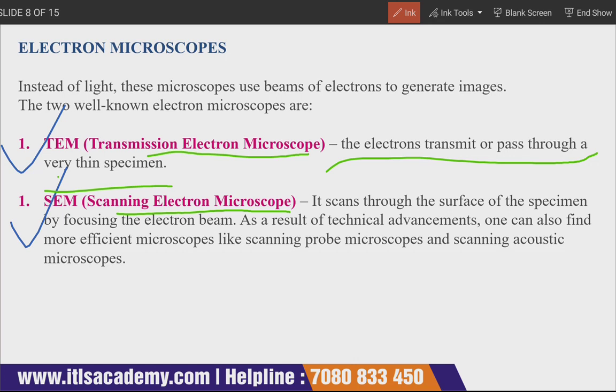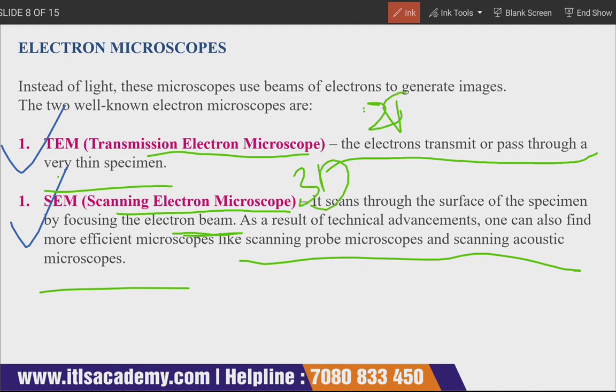Now what does the SEM do? The scanning electron microscope scans through the surface of the specimen by focusing the electron beam. So in TEM we pass the beam of electrons, whereas in the scanning electron microscope we focus the electron beam on the specimen. As a result of technical advancement, one can also find more efficient microscopes like the scanning probe microscope. So this is the difference between TEM and SEM. In the SEM you get a 3D image, whereas in TEM you get a 2D image, right?